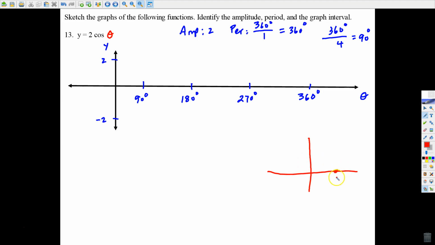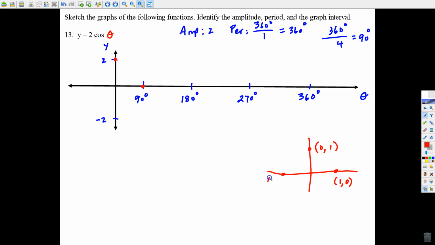The 0 degree angle has the ordered pair 1, 0. So remember, cosine is x. So cosine 0 degrees is 1. And now we'll do 2 times 1, and we get 2. All right, cosine 90 degrees, that's the ordered pair 0, 1. Cosine is x, so cosine 90 degrees is 0, and 2 times 0 is 0.